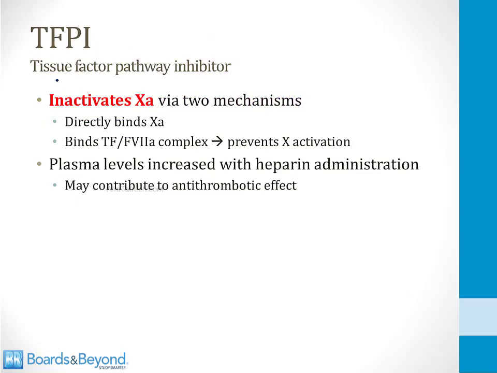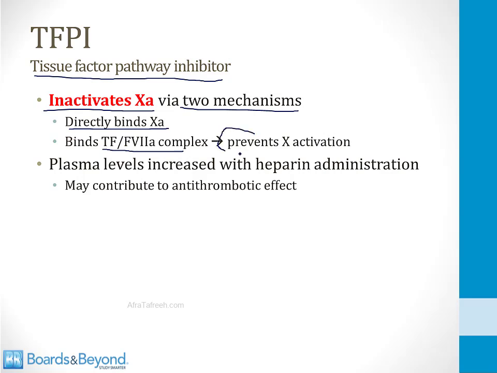The final deactivator of the coagulation cascade is called tissue factor pathway inhibitor. Its job is to inactivate 10A. It does this via two mechanisms. It can directly bind 10A and deactivate it. It can also bind tissue factor 7A complex and prevent factor 10 from becoming activated. There isn't a lot of clinical relevance of this pathway inhibitor. The one thing you may want to remember is that plasma levels have been shown to be increased with heparin administration, and it's thought that tissue factor pathway inhibitor may contribute somewhat to the antithrombotic effect of heparin.